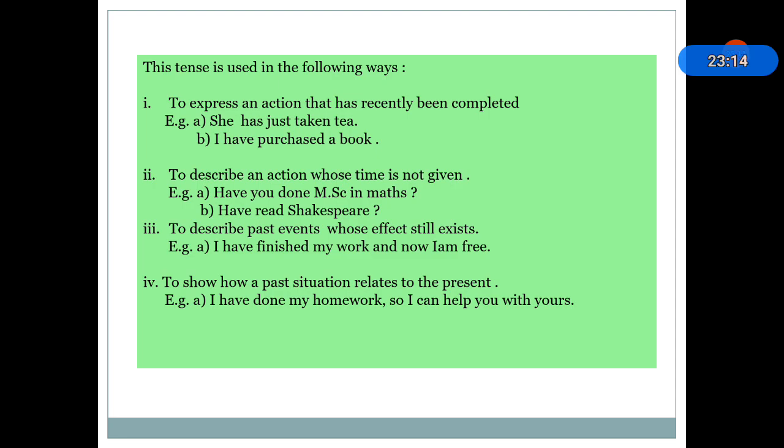Have you read Shakespeare? Third, it is used to describe past events whose effect still exists. Example, I have finished my work and now I am free. And fourth, it is used to show how a past situation relates to the present. Example, I have done my homework, so I can help you with yours.